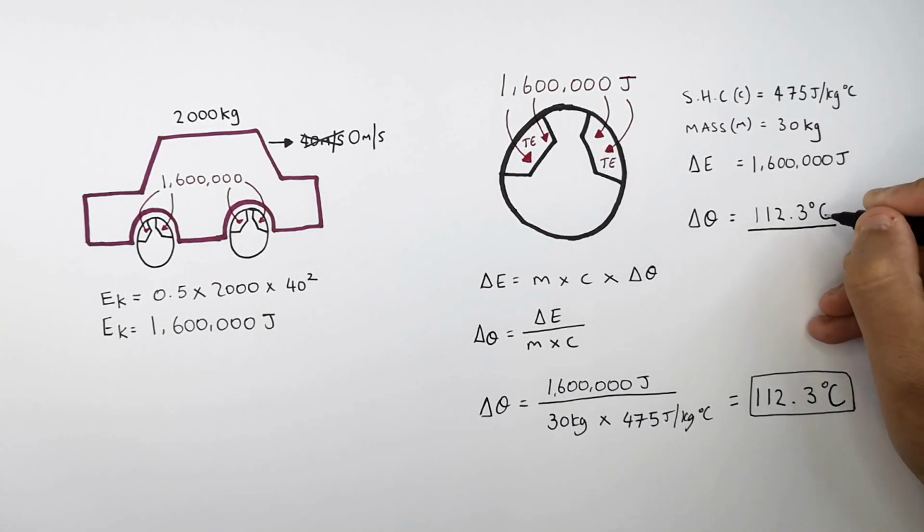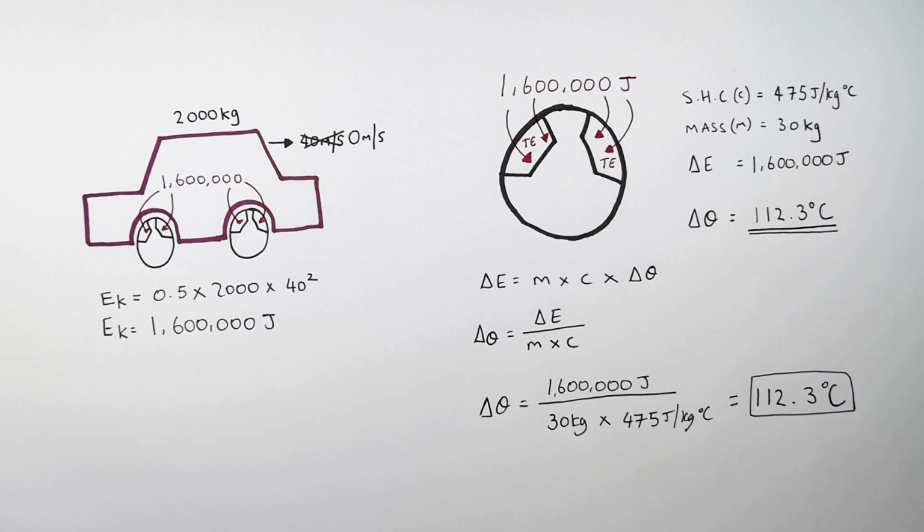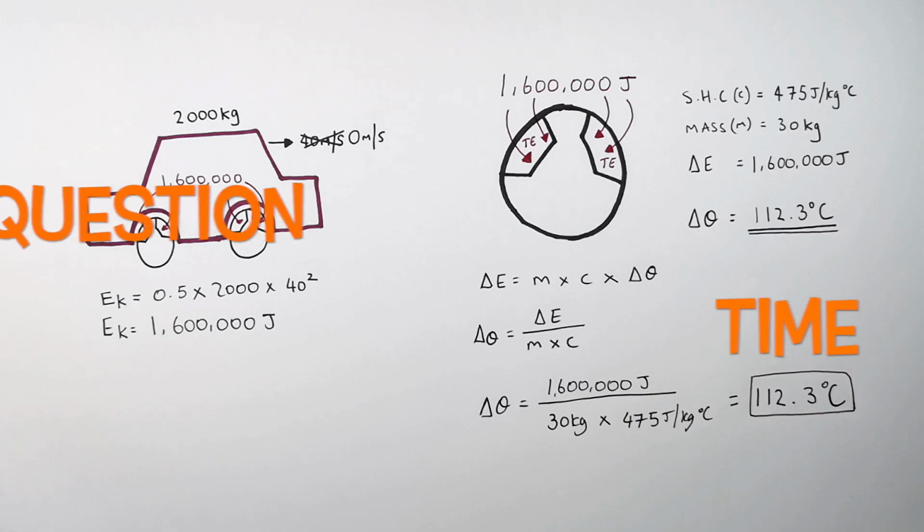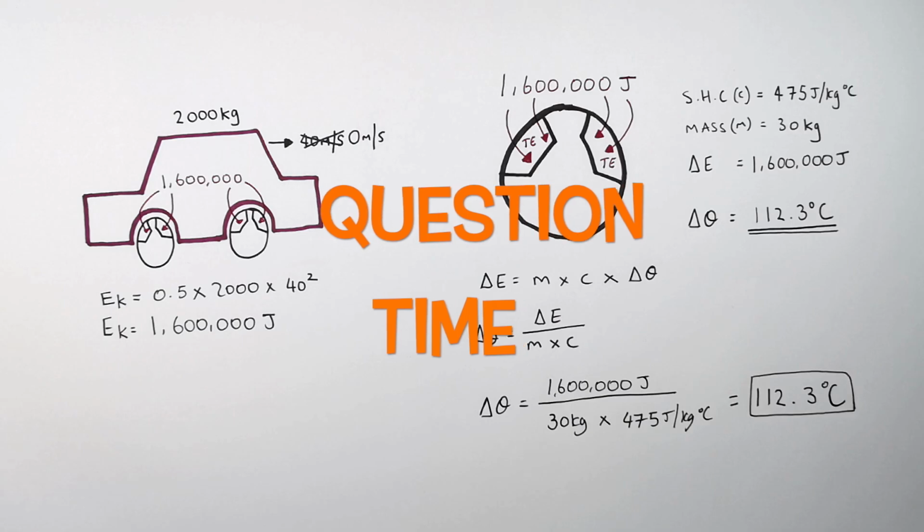112.3 degrees Celsius. This is assuming all of the energy is transferred from the kinetic store of the car to the thermal energy store of the brakes. In reality, that doesn't happen because the energy is also being dissipated into the thermal energy store of the surroundings. It's question time. Attempt these questions to check your understanding.